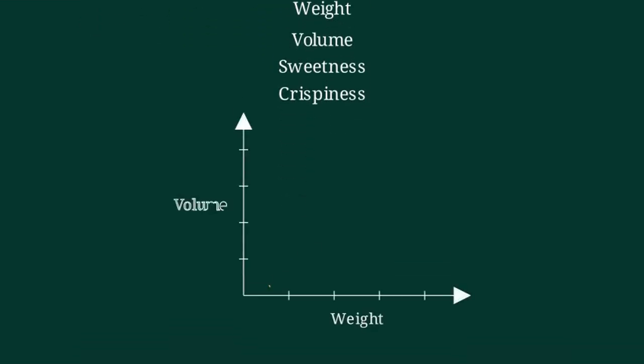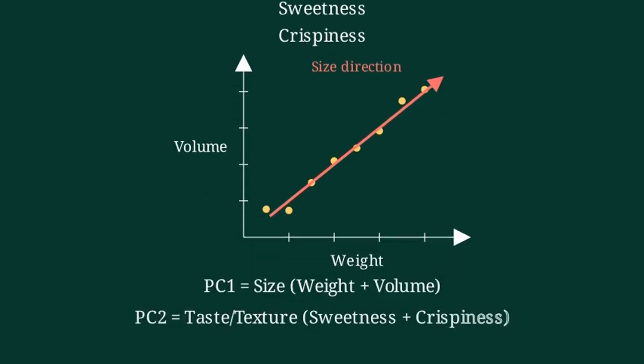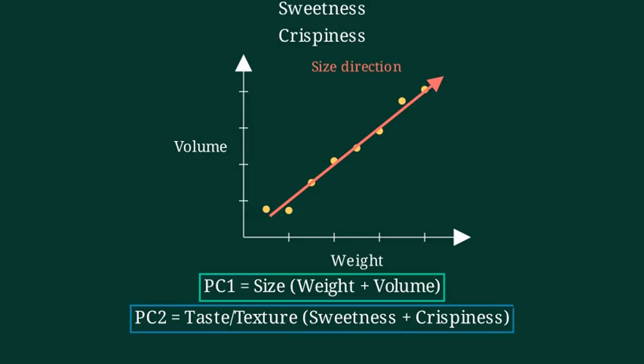Step 1. Find correlations. Weight and volume often increase together. That means they both describe a common idea: size. Step 2. Build principal components. Principal component 1 captures size. Principal component 2 captures taste and texture, like sweetness and crispiness.